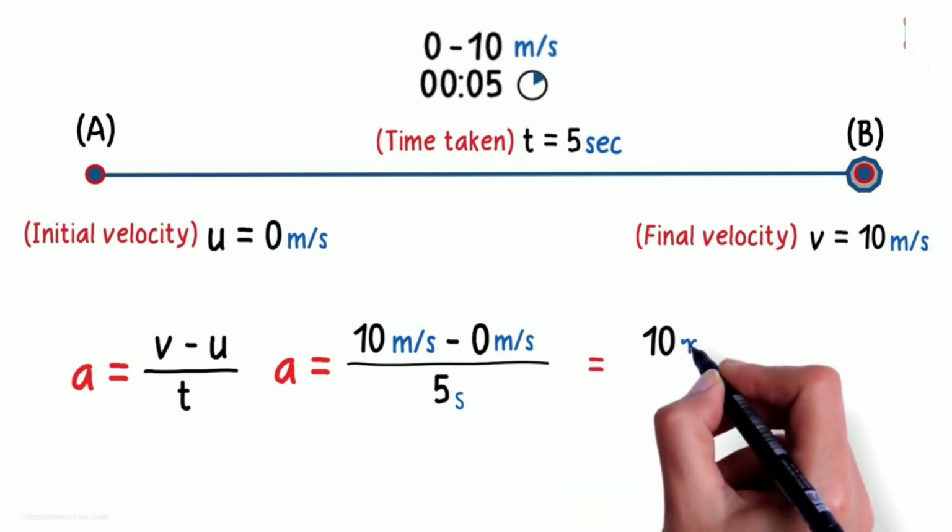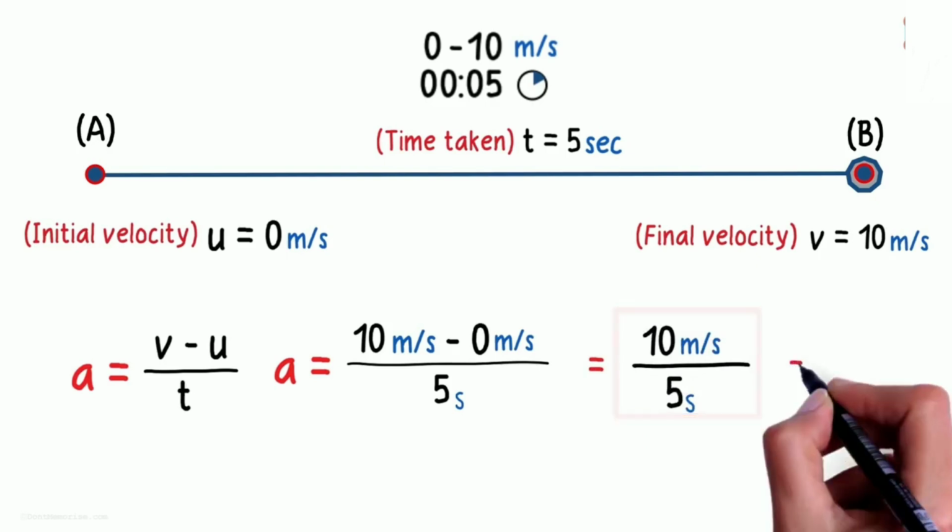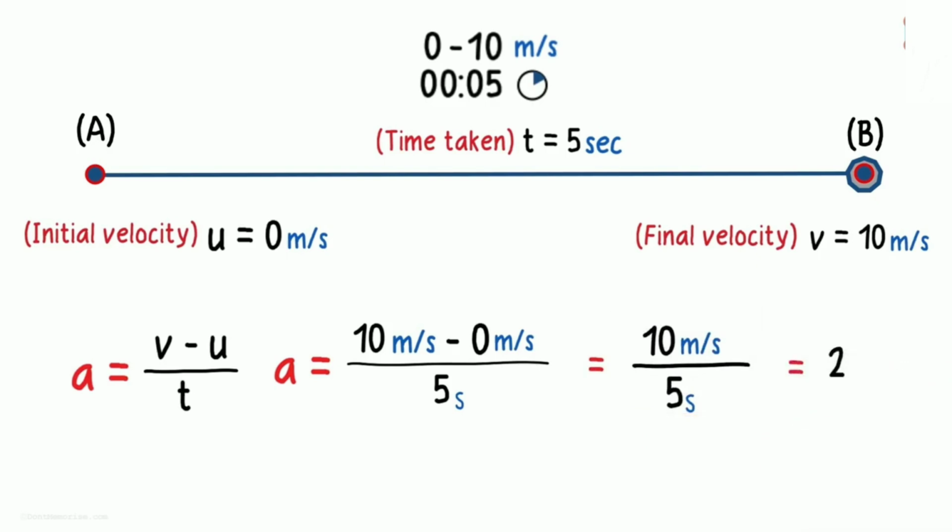We obtain 10 meter per second divided by 5 seconds. Now 10 divided by 5 is equal to 2. We just need to put a unit. What is the unit of acceleration? Take a look here. We have 10 meter per second divided by 5 seconds. That means meter per second divided by second.